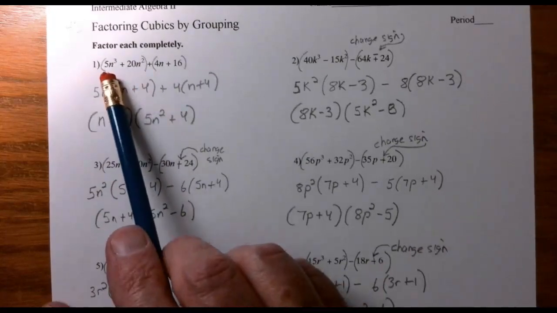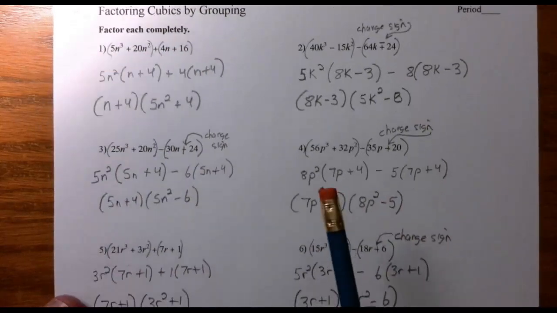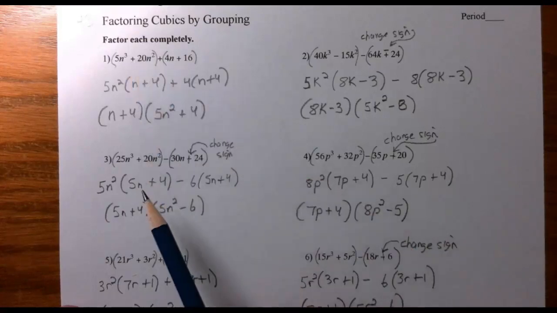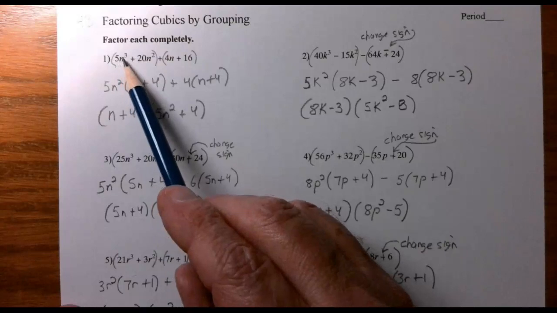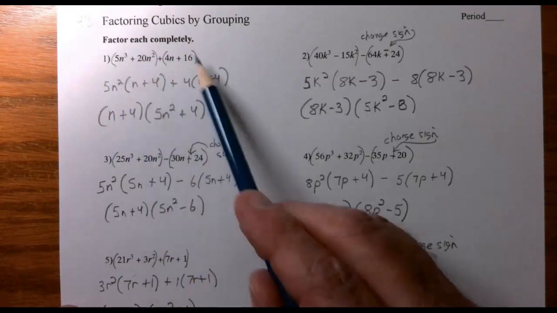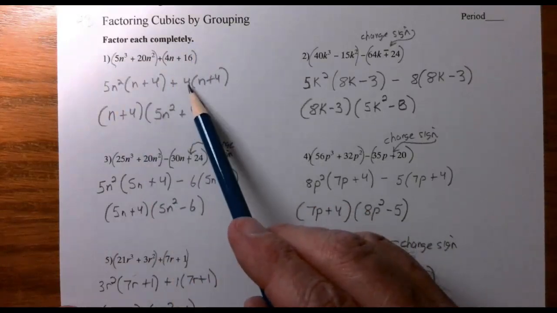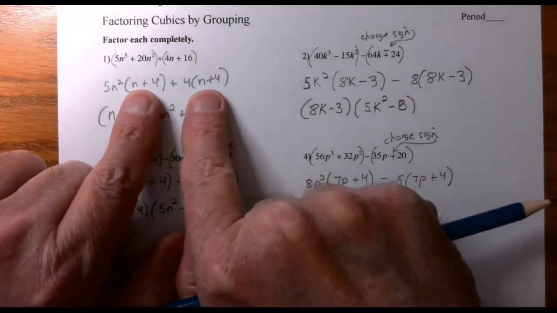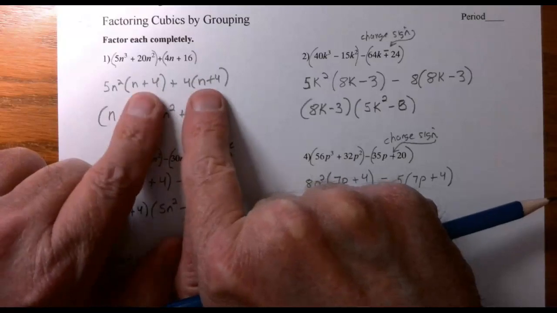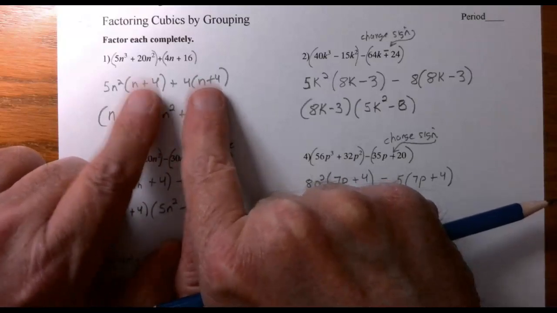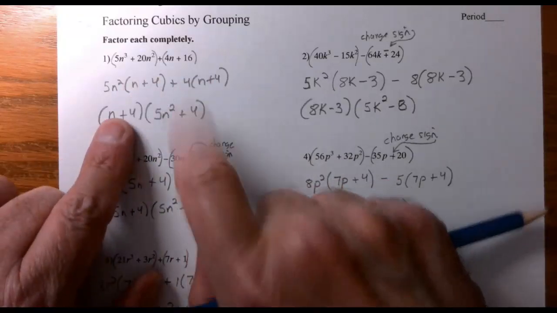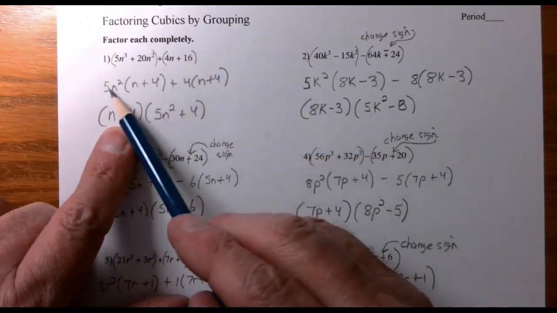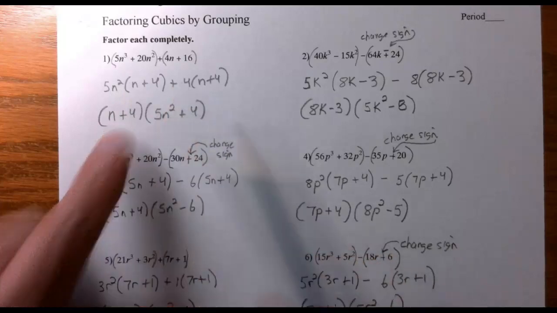Guys, again, you get a cubic with 4 terms. So you group it into 2 terms and then 2 terms. And then just factor the greatest common factor out of this one and the greatest common factor out of this one. And you can look close. Every one of these will automatically have a binomial that is now a common factor. So you can take that out. I take that out in front. And what's left? 5n squared plus 4. That's it.